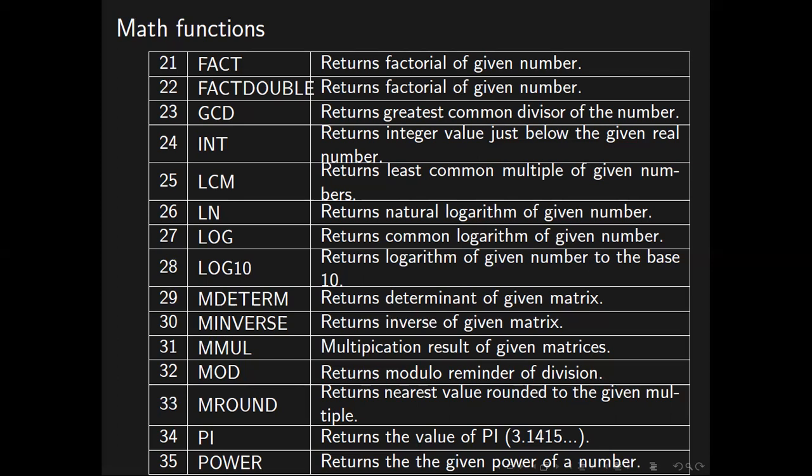MROUND is multiple round. Suppose I wish to round a number to the nearest 5. I say 21, and I wish to round it to the nearest 5. What would be the nearest number? 20 would be the nearest number. For 22, the nearest multiple of 5 would be 20 itself. Whereas for 23, the nearest 5 multiple would be 25. Do you follow this?